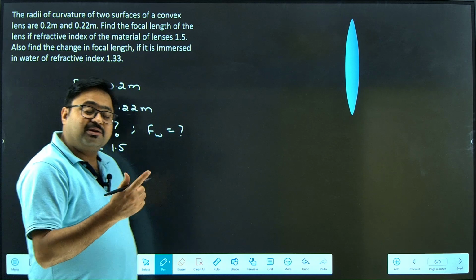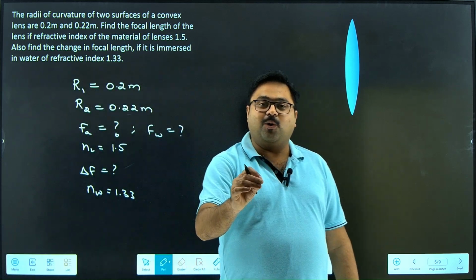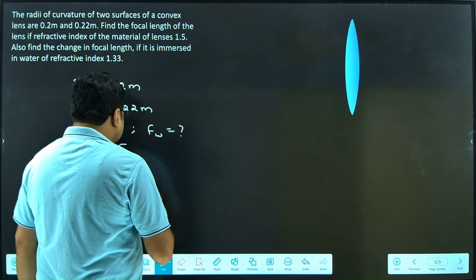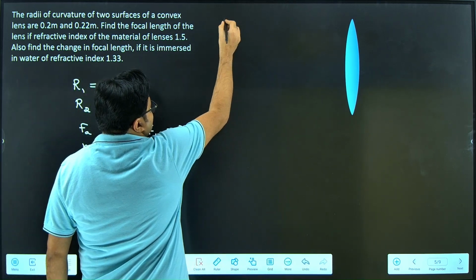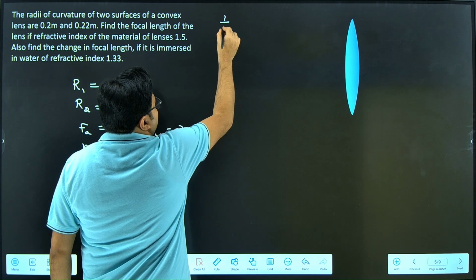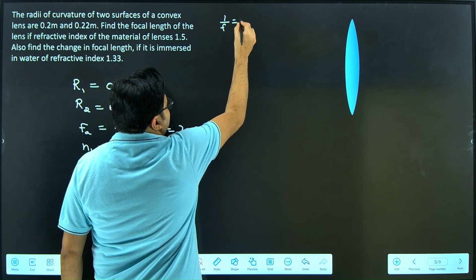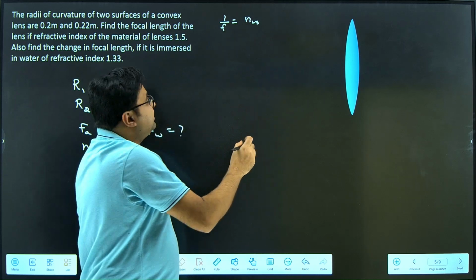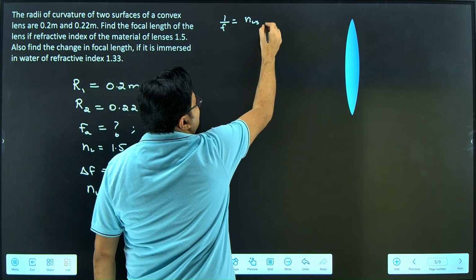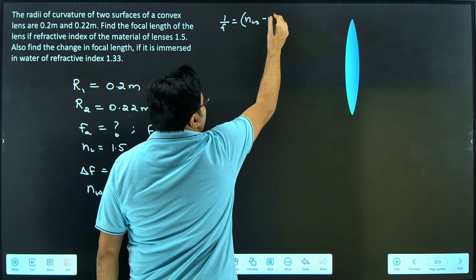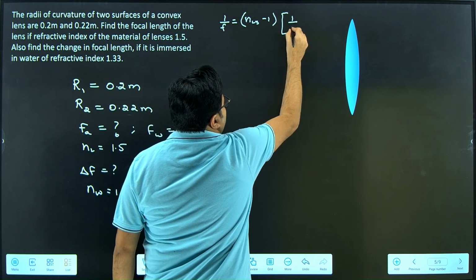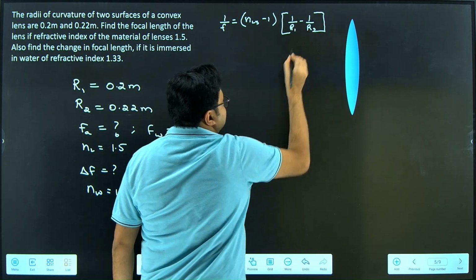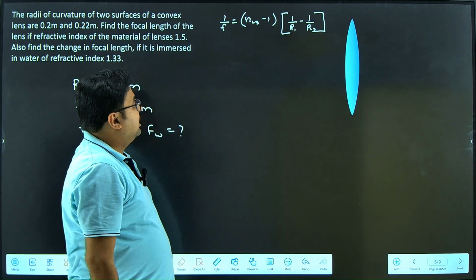For calculating the focal length, we need to know what is lens maker's formula. We have all derived it. So the lens maker's formula, my dear friend, says that 1 by f of a lens is equal to NLS, which means refractive index of the lens with respect to the surrounding medium, minus 1 multiplied by 1 by R1 minus 1 by R2. That is the equation which we call lens maker's formula.